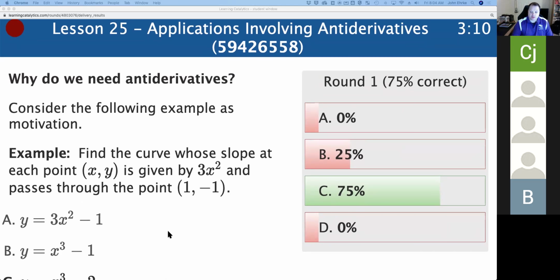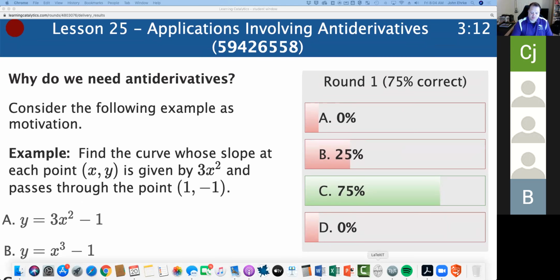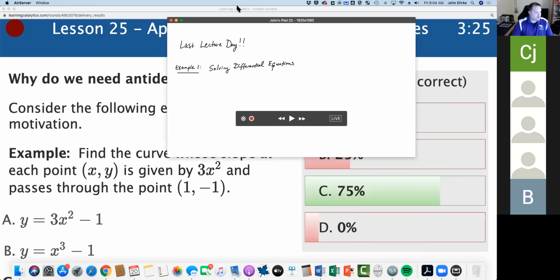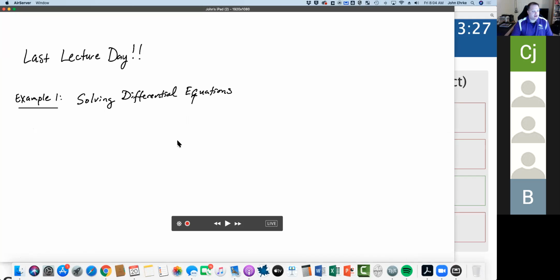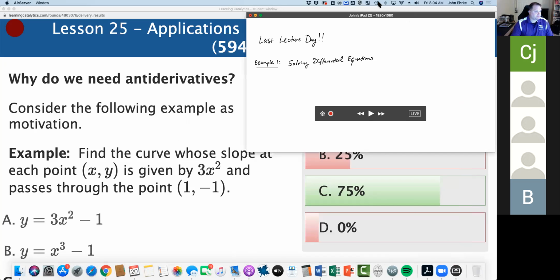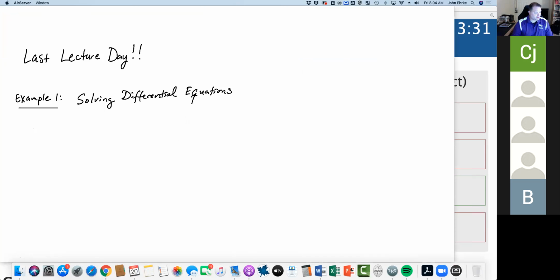I want to talk about this in a little bit of depth here, and the reason I want to talk about it is this is sort of a problem that's indicative of the direction that calculus is going to head in for your classes that are coming up, Cal 2, Cal 3, and then eventually ODE, which is ordinary differential equations. So this example that I just gave you is an example of solving a differential equation.